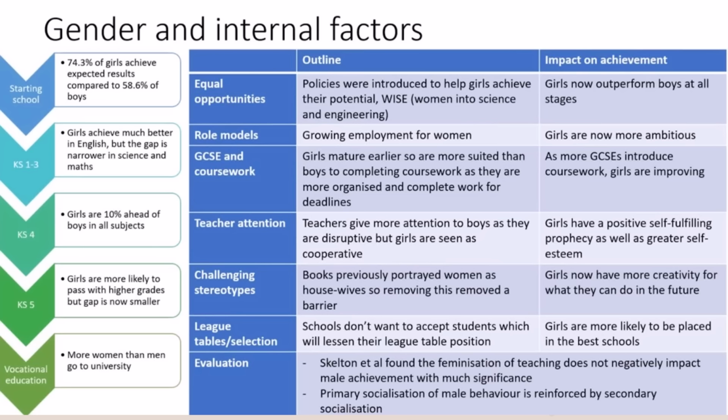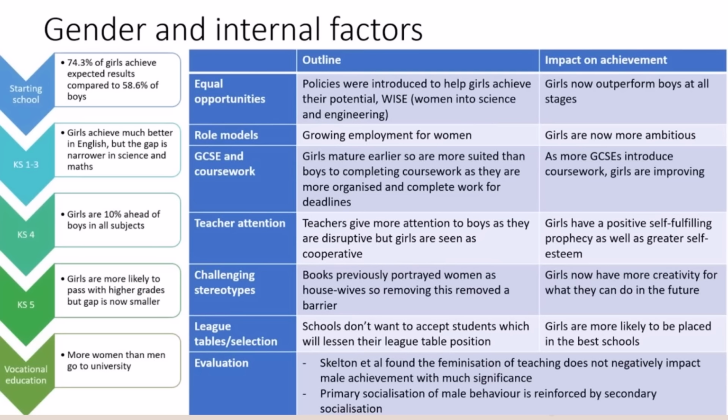Challenging stereotypes. Books previously portrayed women as housewives, so removing this removes the barrier. If in schools they're not showing those old traditional books that would reinforce those types of views on women, then it would cause girls to not even think that way. So the impact is that they'll have more creativity because they'll read more modern books that show girls in a different way, I guess.